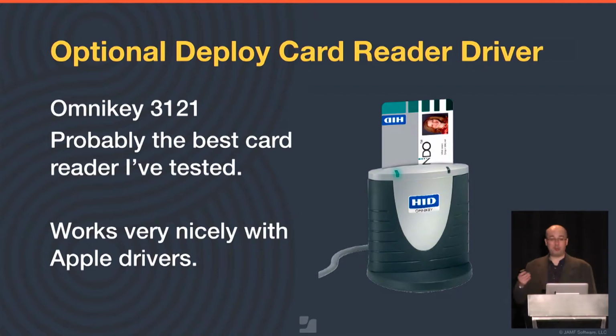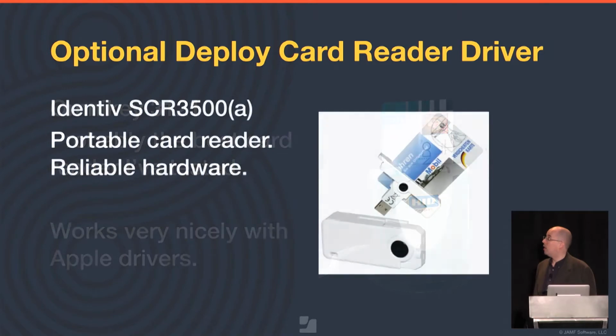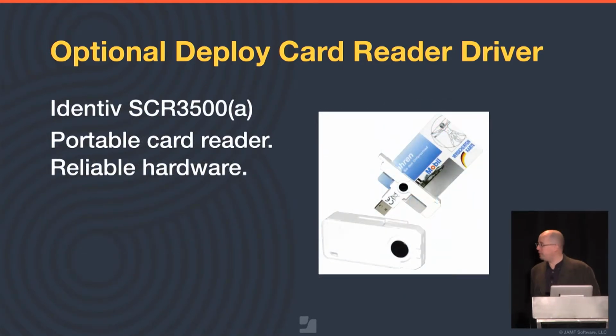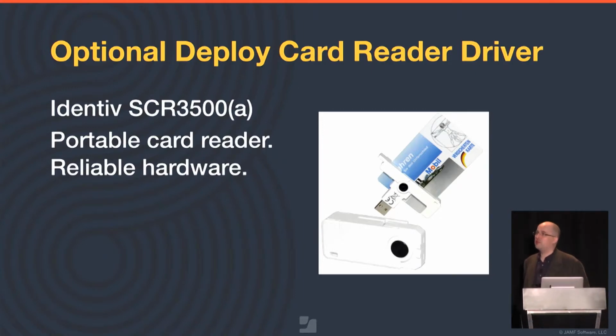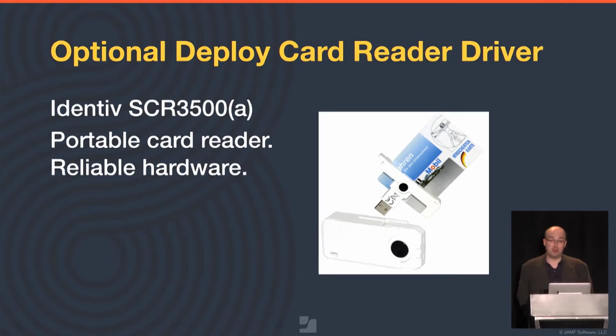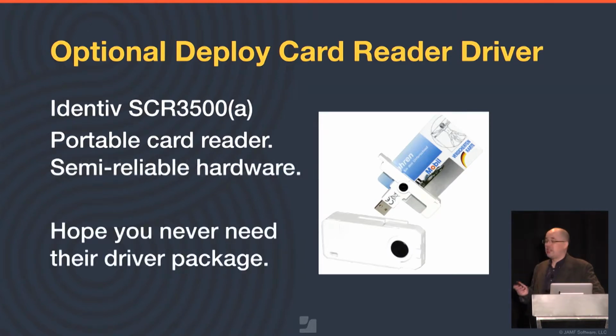And Apple, also on their website, will have this. And there's a few different versions of this, and they all look identical. So you've got the SCR 3500, you've got the SCR 3500A, you've got the Identiv Cloud 2900R, and they look absolutely identical. You need a magnifying glass to tell them apart. They literally are a little tiny box. You fold them out, you put the card in, you plug it into the USB, and it should work. But if you're dealing with older OSs, I really hope you never need their driver package.